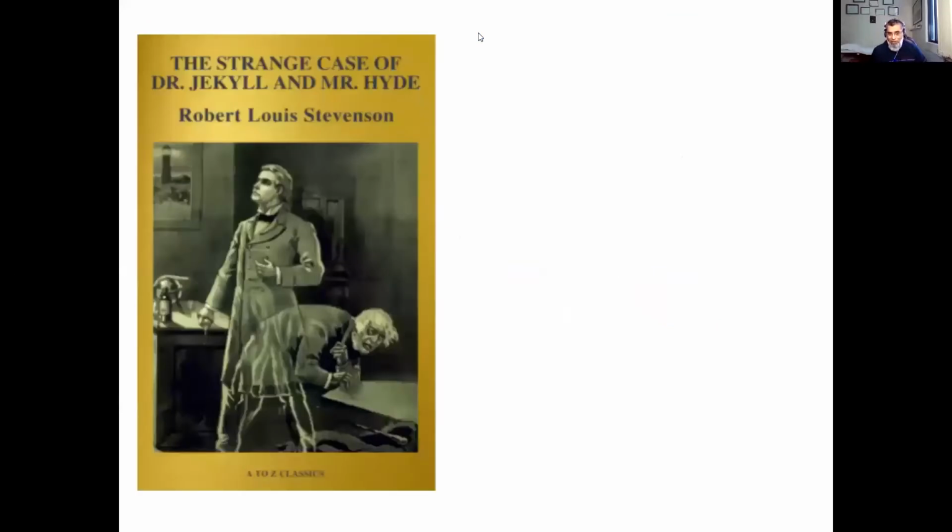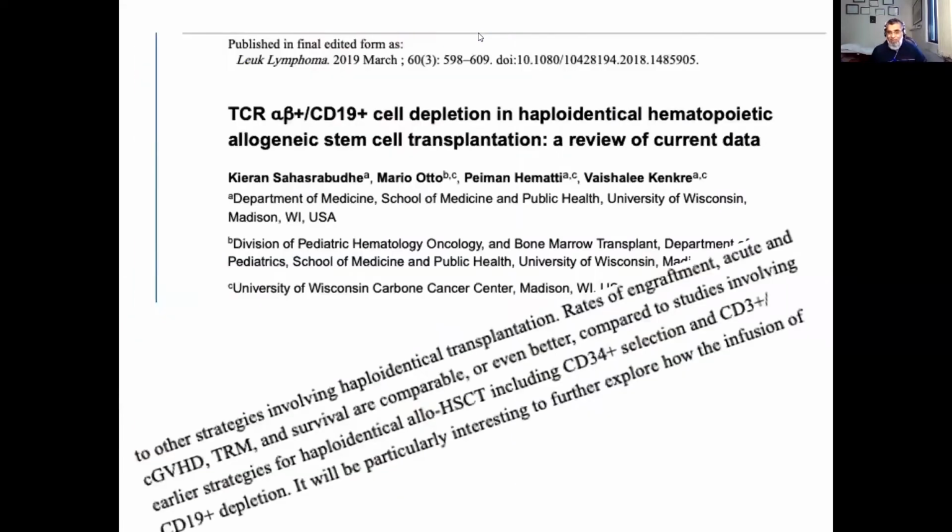Which brings us back to this picture. What do we do? How do we find this serum? How do we separate the conjoined twins? How do we separate the good from the bad T cells? How do we find alloreactivity? And that's where the work is going on.